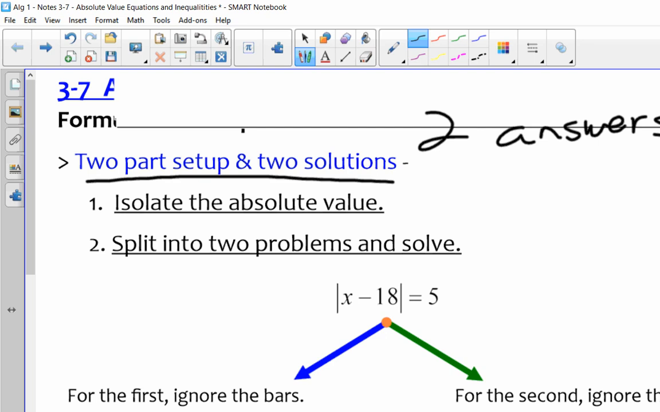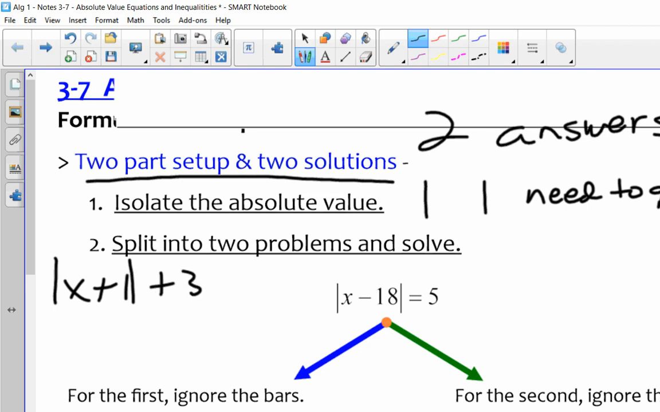First off, we have to isolate the absolute value. Absolute value is these bars, and we just need to get them alone. All right, so what will happen is, I'll just do an example over here. You might have something like this, okay? The absolute value is not alone, okay? So I've got to move this to get it alone. Okay, so that's one thing we got to understand.